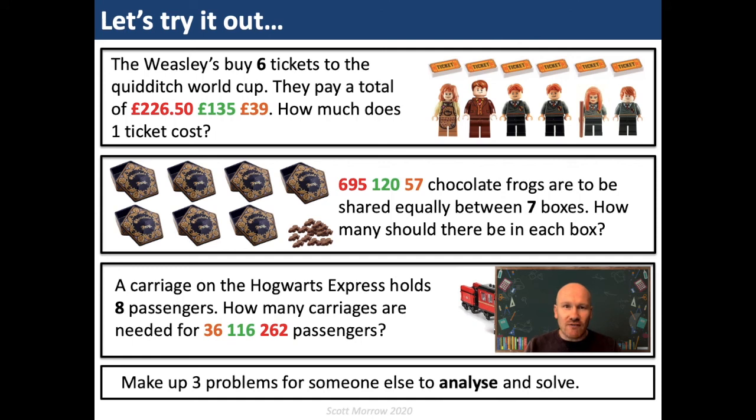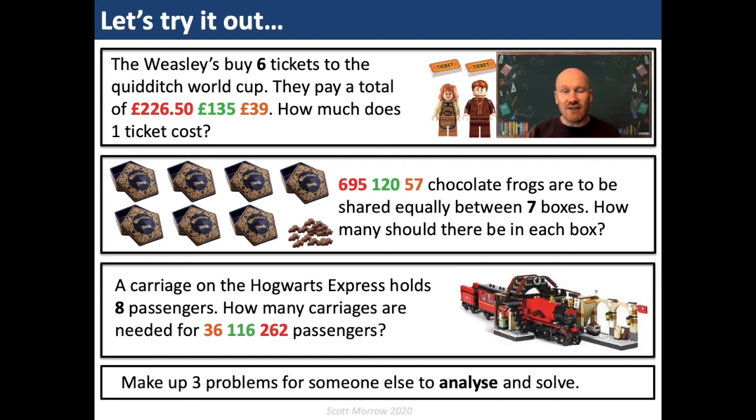So if I'm doing the first mild question, then it reads, the Weasleys buy 6 tickets to the Quidditch World Cup. They pay a total of £39. How much does 1 ticket cost? Second question, if I was to do the spicy, 120 chocolate frogs are to be shared equally between 7 boxes. How many should there be in each box? And question 3, if I'm going to go for the extra hot, a carriage on the Hogwarts Express holds 8 passengers. How many carriages are needed for 262 passengers?